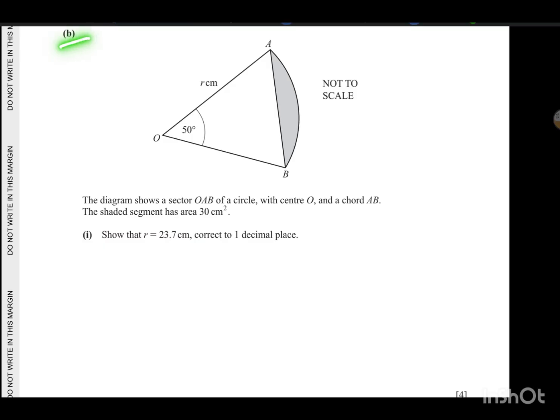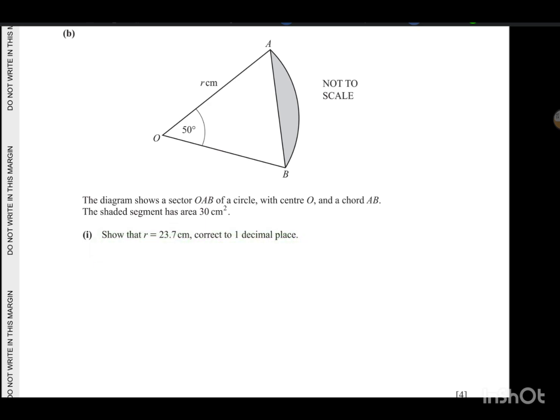Question B. The diagram shows a sector OAB of a circle with center O and a chord AB. The shaded segment has area 30 centimeters square. Show R is equal to 23.7 centimeters correct to 1 decimal place.